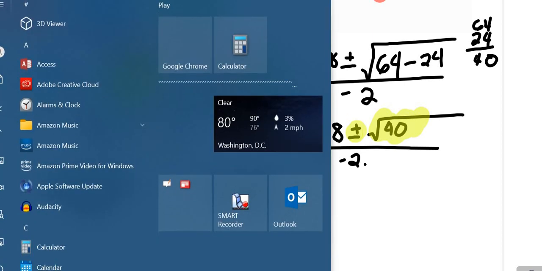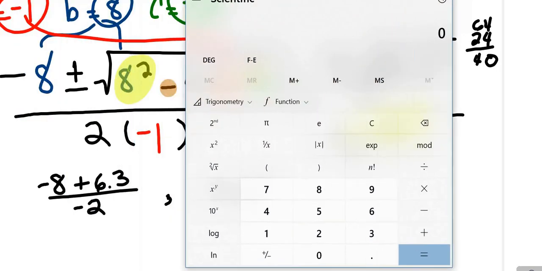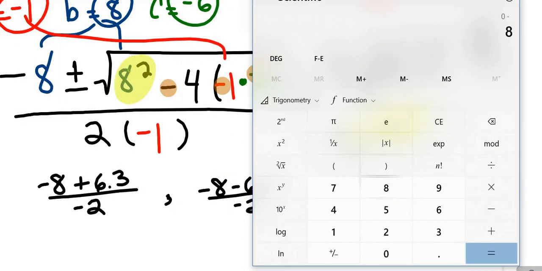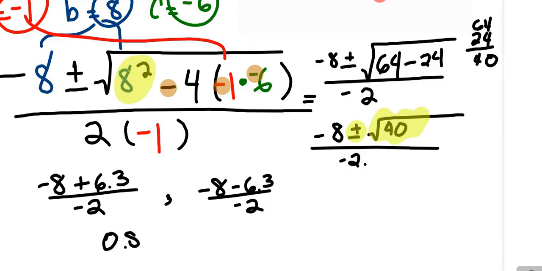Alrighty. So yes, you get to use a calculator. So we have here negative 8 plus 6.3 divided by negative 2. I'm going to do it this way. I'm simply going to go 6.3 minus 8. I think that's a more accurate way of saying it. And it's divided by 2, but remember that's negative 2, so we swap the signs. And so our first x-intercept is going to be 0.85.